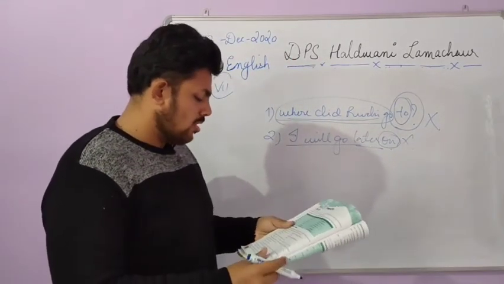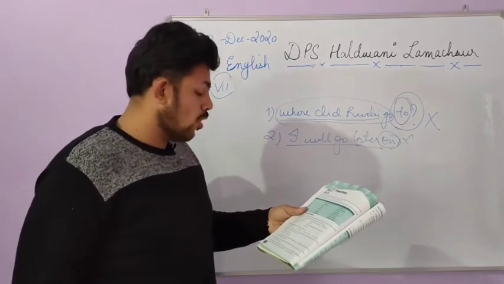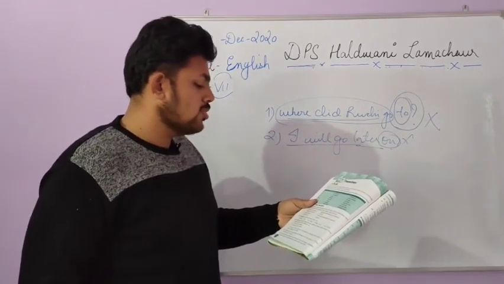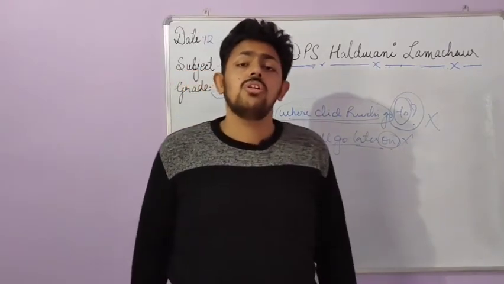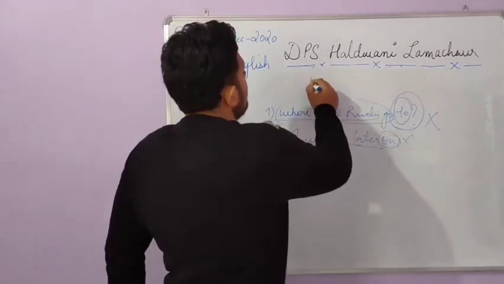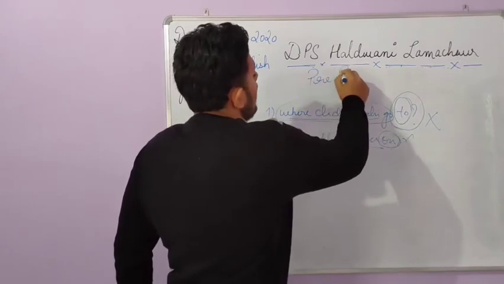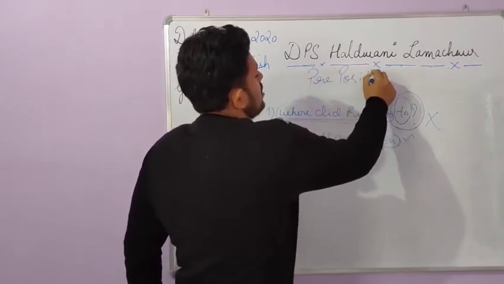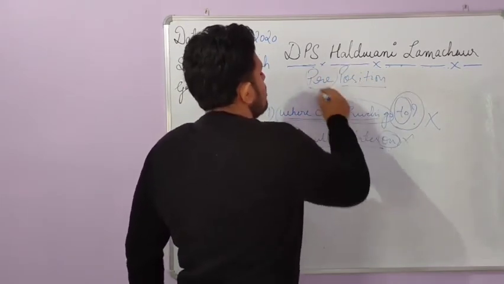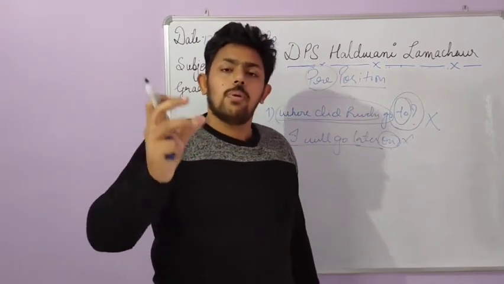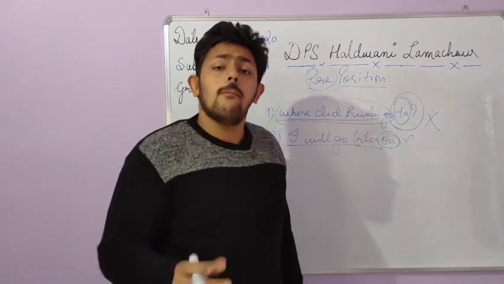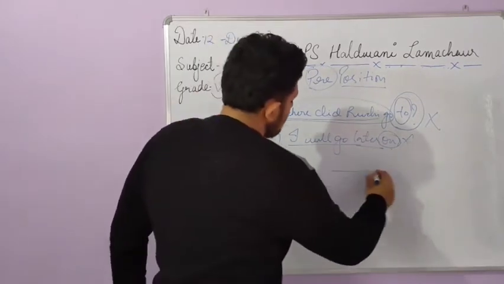See, one more rule of preposition. Prepositions usually come before nouns. Okay, preposition usually comes before a noun. We were discussing pre and position. Position is the place. Pre means before. So preposition means the word comes before the noun.